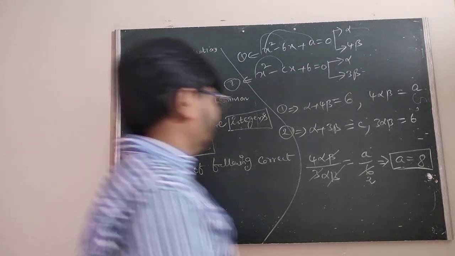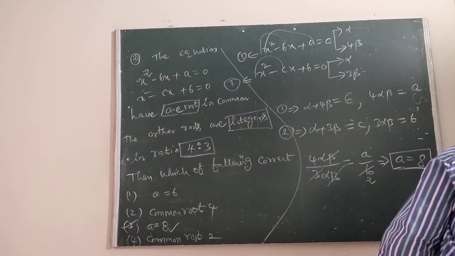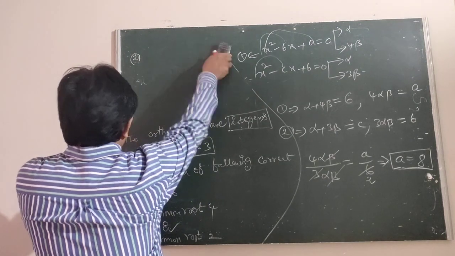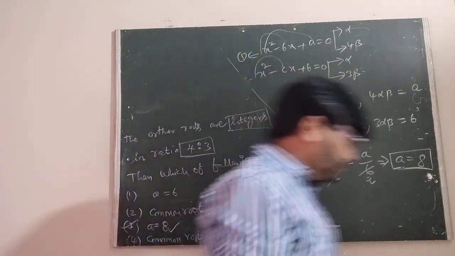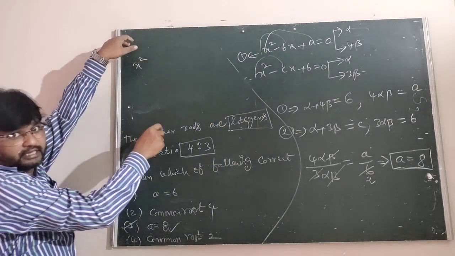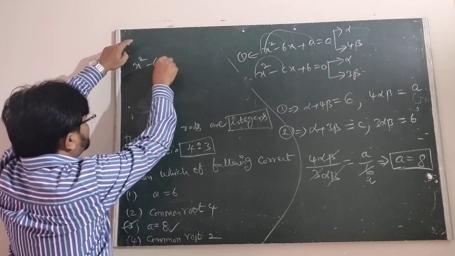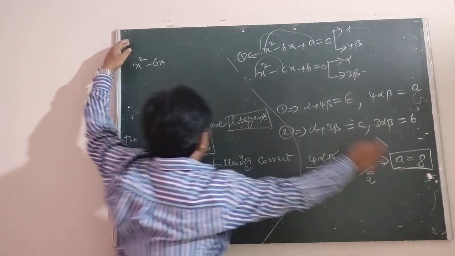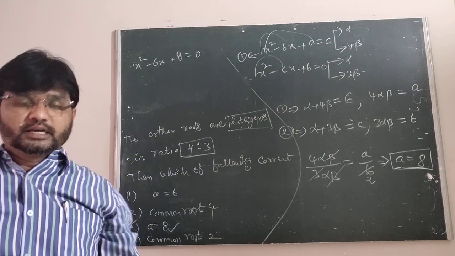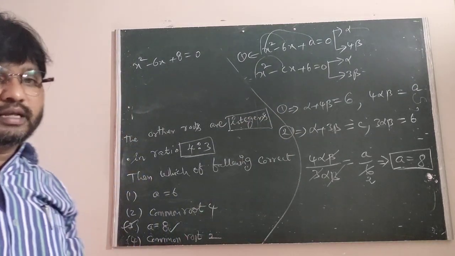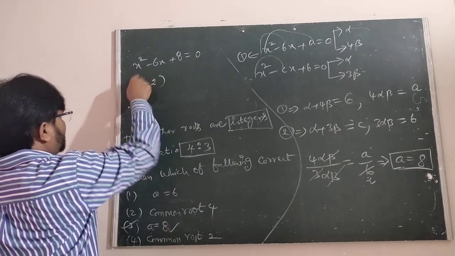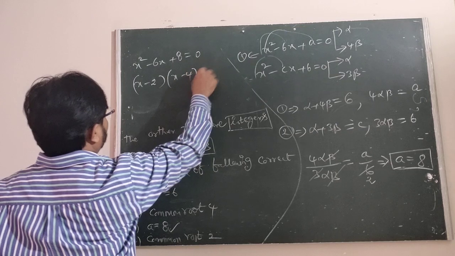Now we are finding the next one, the common root. Here we get the value of a is 8. Substitute that in equation 1. The given equation 1 is x square minus 6x plus a, where the value of a is 8 here. Now this expands into two factors. X square minus 6x plus 8 can be expanded into the two factors of 4 and 2. That will be x minus 2 into x minus 4.